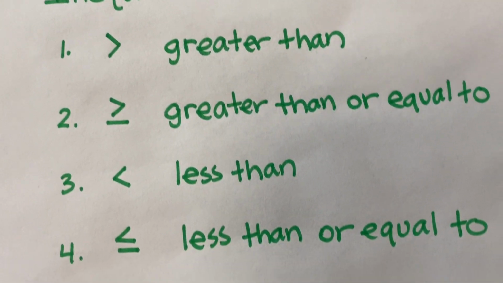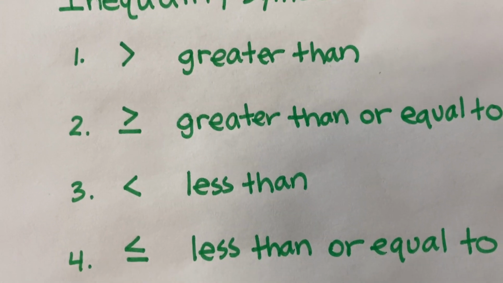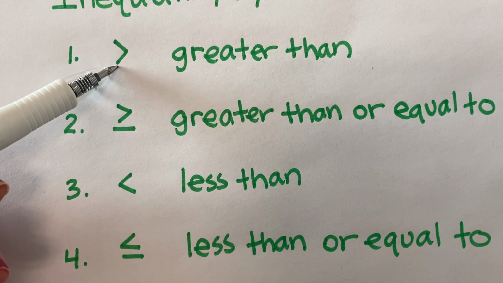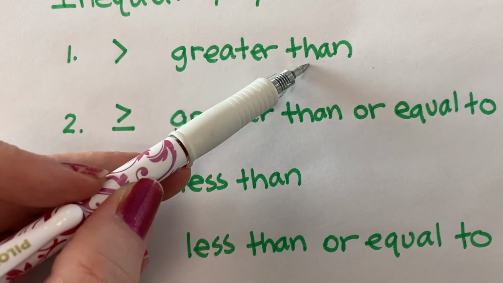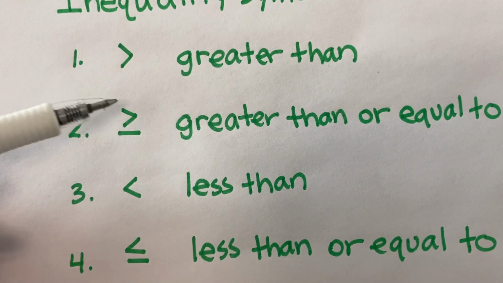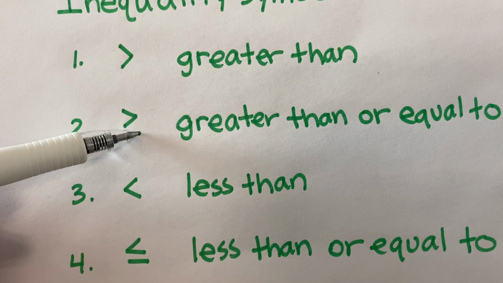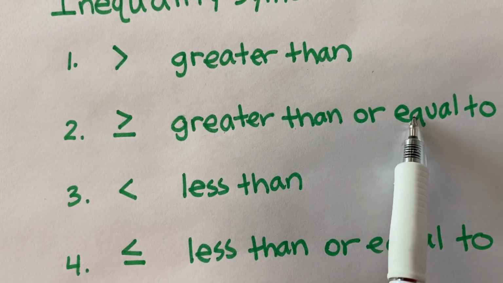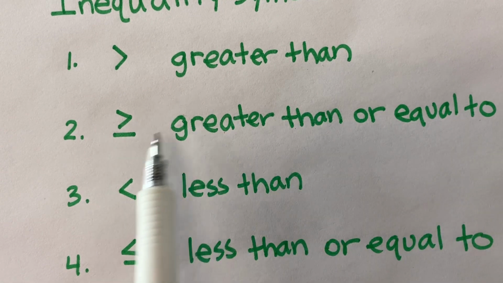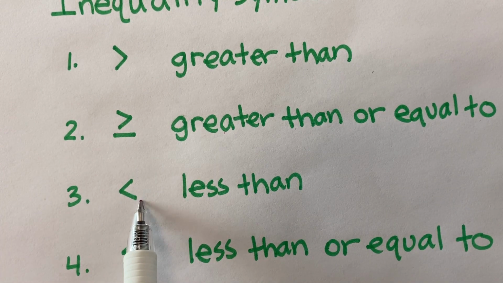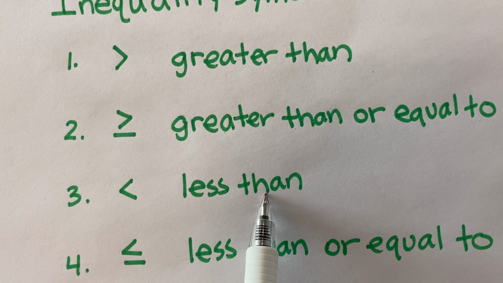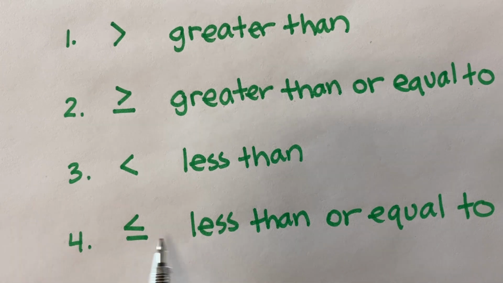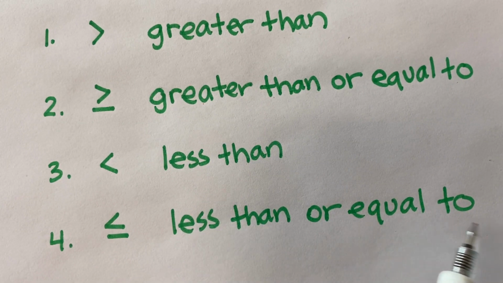So here they are, the inequality symbols. There are 4 of them. This symbol, which looks like a little arrow pointing to the right, means greater than or bigger than. The same symbol with a little bar underneath means greater than or equal to. Point the arrow to the left, and that means less than or lower than. And finally, point it left with a bar underneath, and that means less than or equal to.